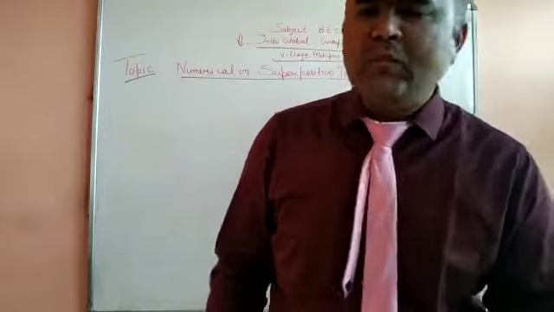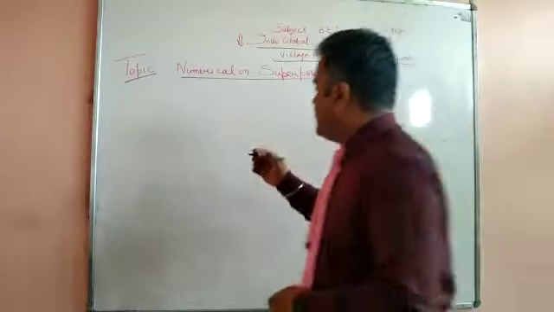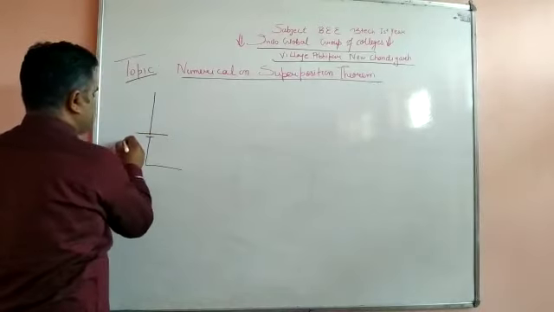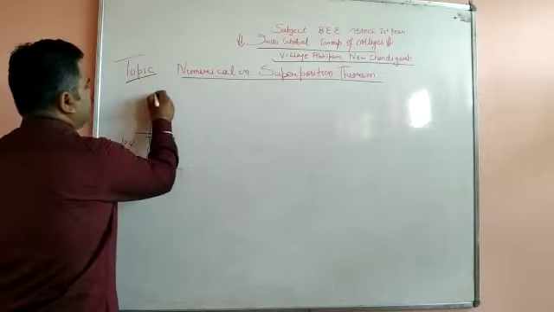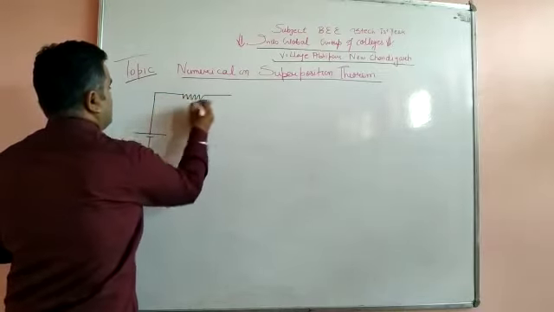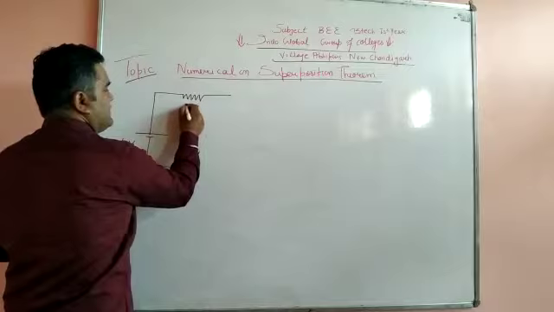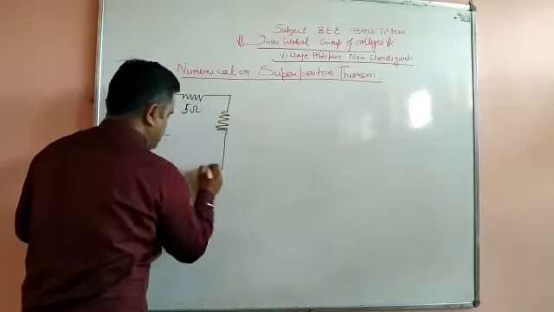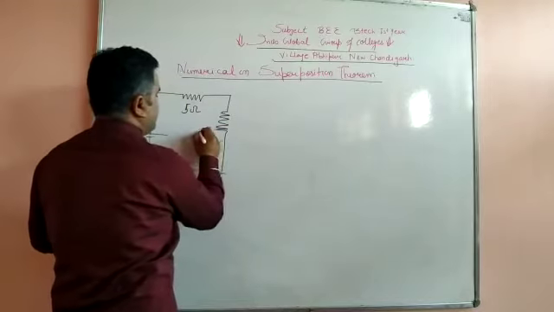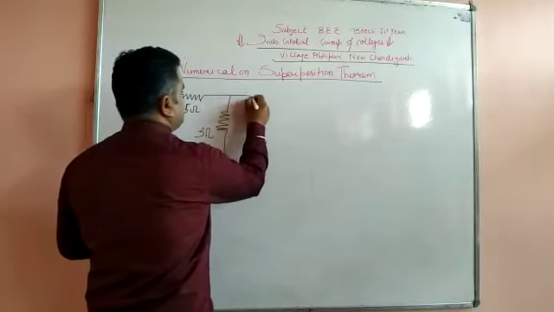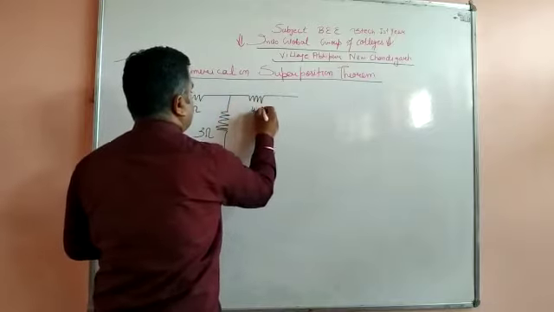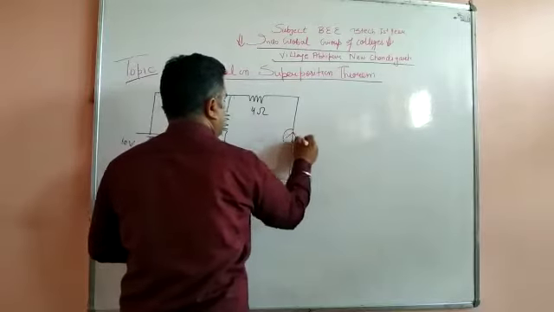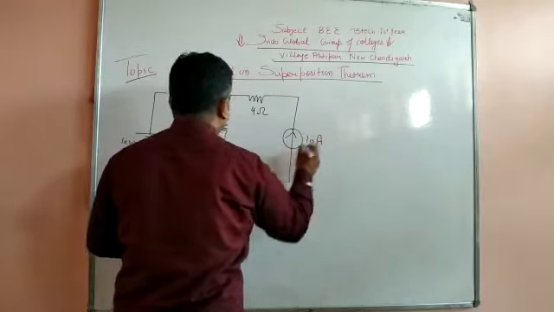Okay, now start with the numerical part. I am just assuming the numerical. Let us suppose this is 10 volt, resistance 5 ohm, this is a resistance of 3 ohm, 4 ohm, and this is a current source 10 ampere.